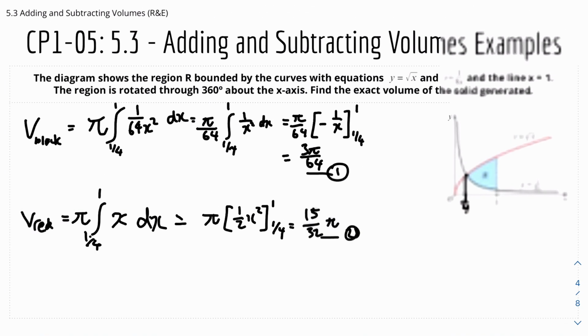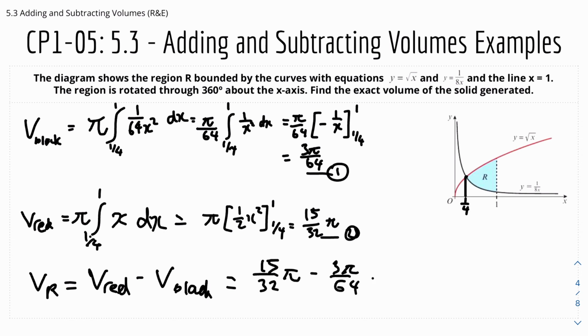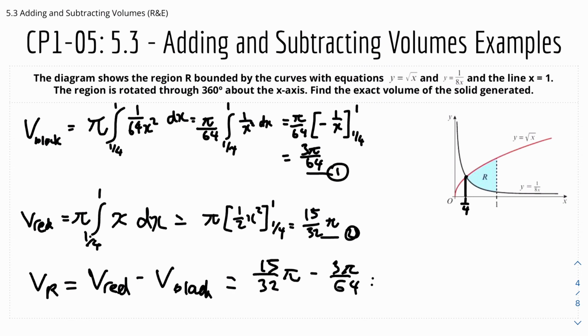So the exact volume of the solid generated, the volume of R, will be equal to the volume under the red curve minus the volume under the black curve. So it will be equal to 15 over 32 pi minus 3 pi over 64. And if you were to simplify it, you would just multiply the top and bottom by 2, so 30 pi over 64 minus 3 pi over 64, which gets us 27 pi over 64 units cubed. And that's the final answer.